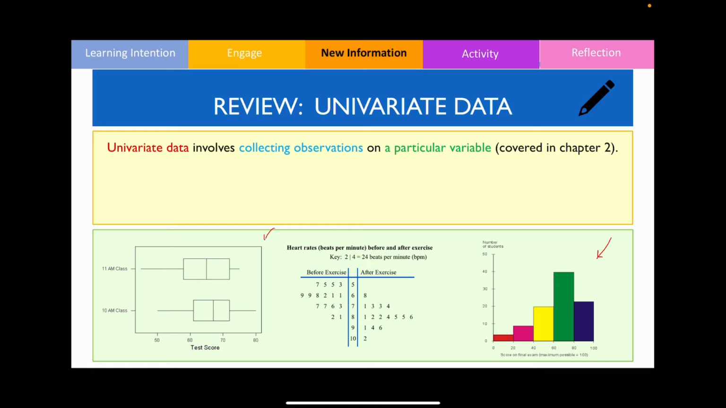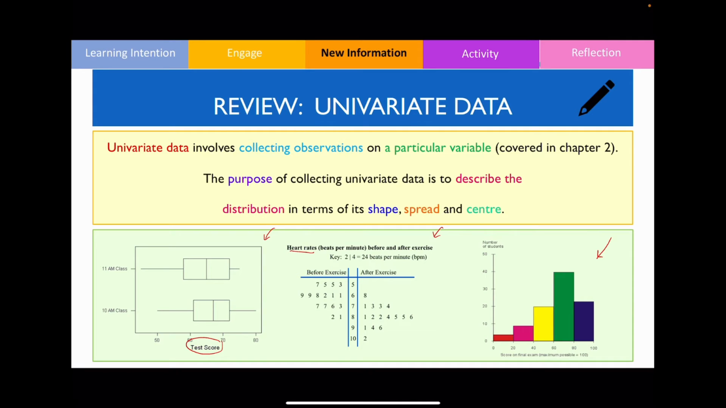In a parallel box plot as well as a back-to-back stem and leaf plot, you've got two data sets. However, you're still measuring one particular variable. If you look at the parallel box plots, you're only collecting frequencies on the test scores. Whereas for the back-to-back stem and leaf plots, you're collecting the heart rate before and after exercise. So again, only one particular variable. When we previously looked at univariate data, what we were doing was trying to describe the distribution in terms of its shape, spread, and center.